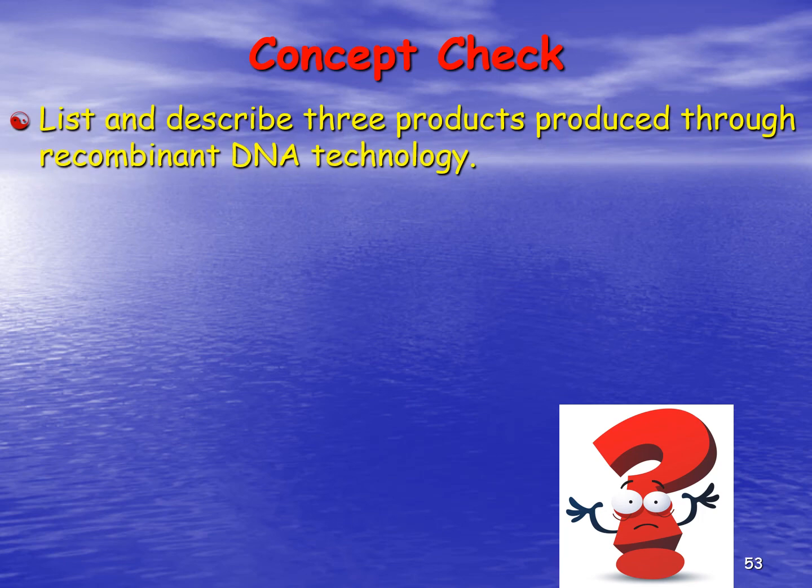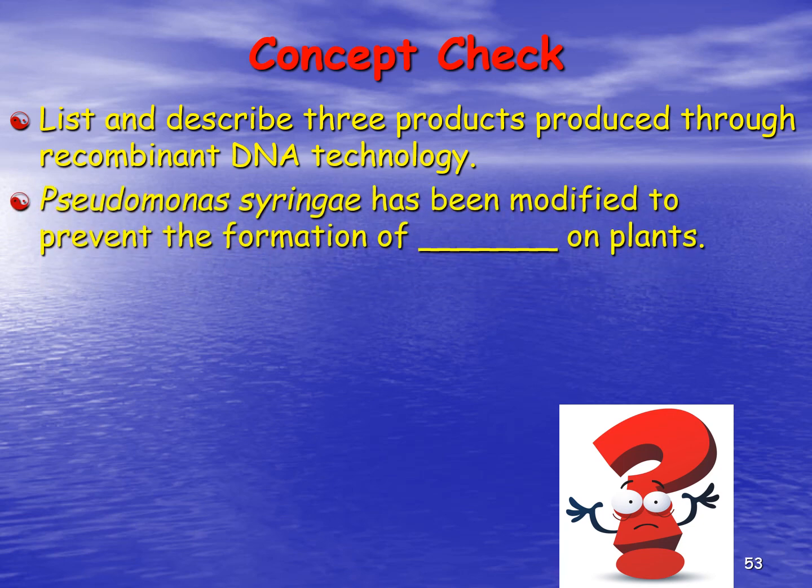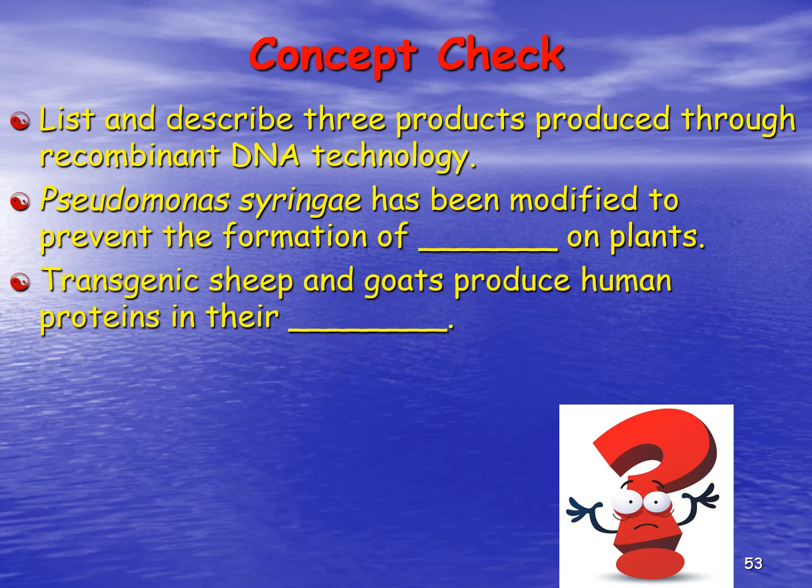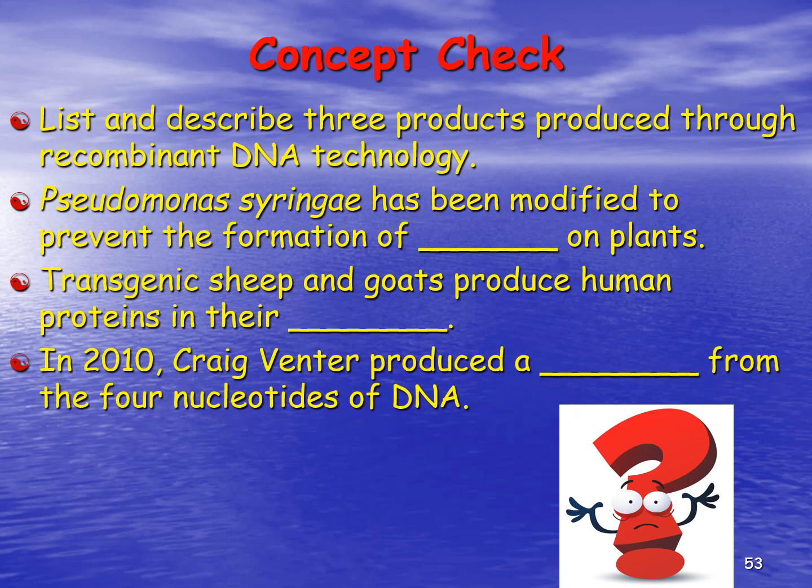So, can you list and describe 3 products produced through recombinant DNA technology? Pseudomonas syringae has been modified to prevent the formation of what on plants, and you may have to do some research on that one. Transgenic sheep and goats produce human proteins in what? And in 2010, Craig Venter produced what using 4 nucleotides of DNA?